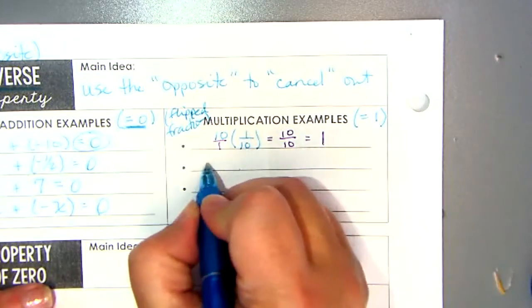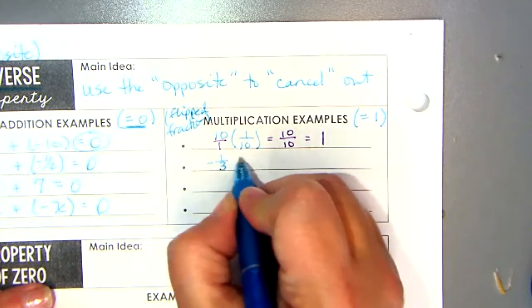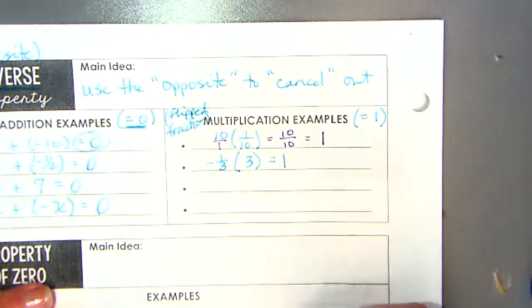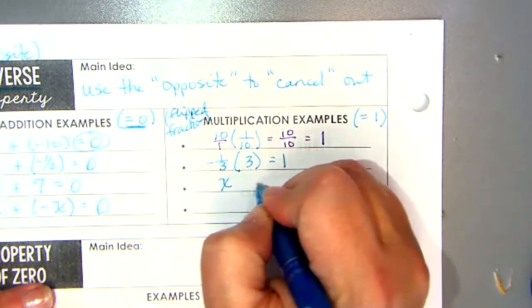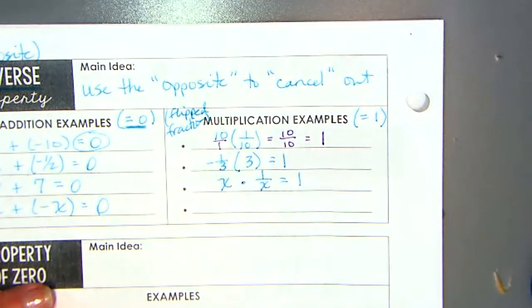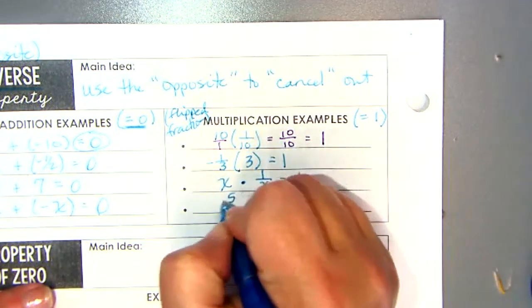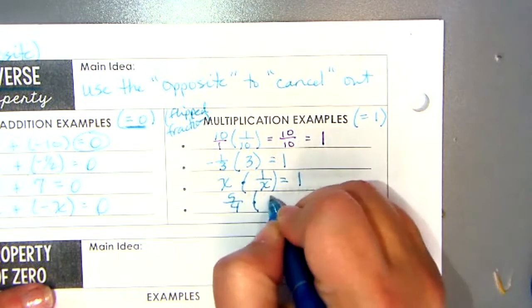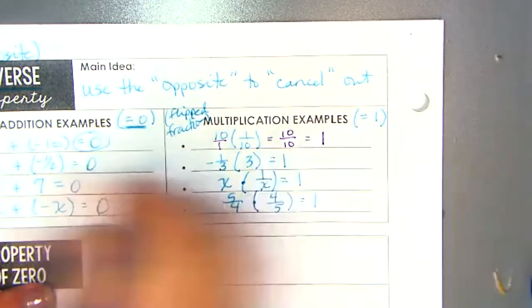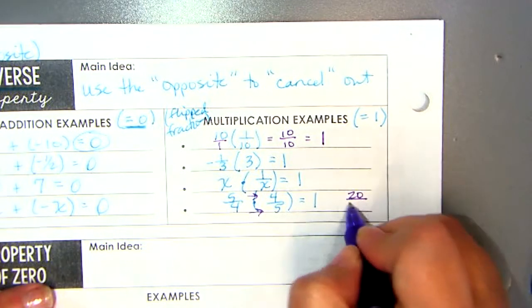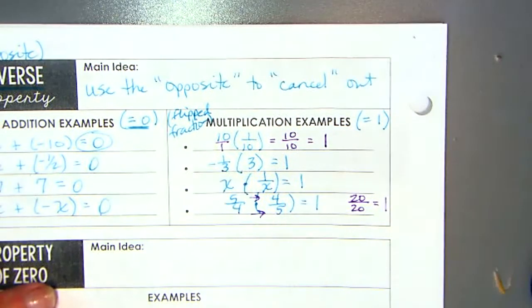So if we've got another example here, if I have negative 1/3 times 3, they're the reciprocals of one another, this equals 1. X times 1/x equals 1. 5/4 times, this should be in parentheses, times 4/5 equals 1. Now remember, to see this, multiply straight across, and we get 20/20, which equals 1. Remember when we multiply the fractions.